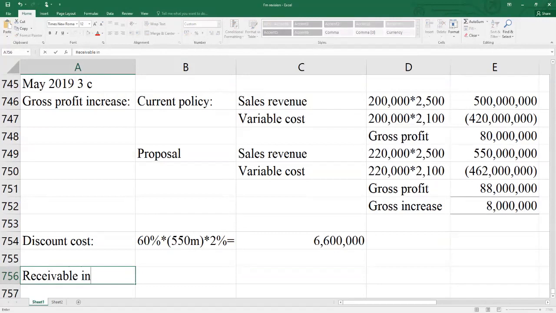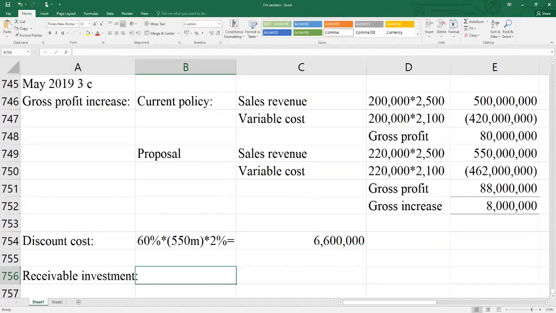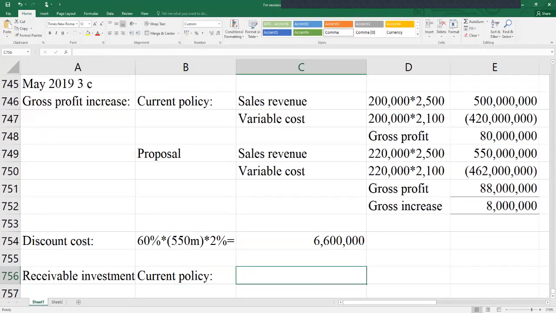Therefore, the receivable investment about this current policy. Okay, so current policy is that we give our customer 60 days. Therefore, it will be 60 out of the number of days in a year, which is 365. We multiply by the sales we make currently, which is equal to 500 million. Clear? The number of days in a year, the number of days you give your customer on average, divide by this 365, multiply by the sales we make on credit. Okay, which is in this case the entire sales of 500 million. Clear?